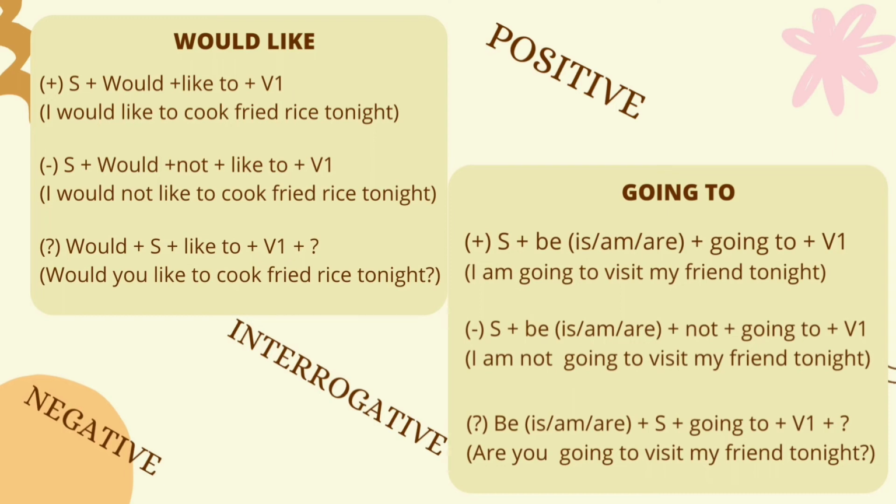Next, going to. Positive: subject plus be, including is, am, are, plus going to, plus verb one. For example, I am going to visit my friend tonight. Next, negative: subject plus be, including is, am, are, plus not, plus going to, plus verb one. For example, I am not going to visit my friend tonight. And the last, interrogative: begins with be, including is, am, are, plus subject plus going to plus verb one plus question mark. For example, are you going to visit my friend tonight?